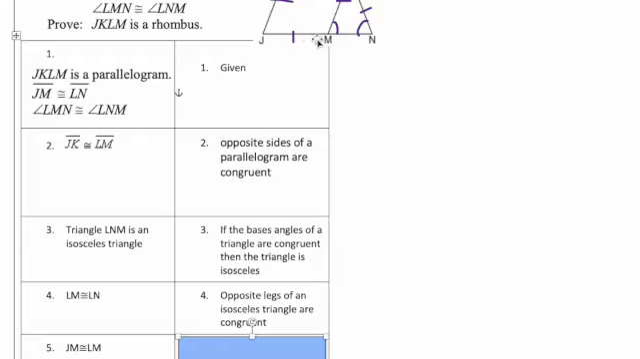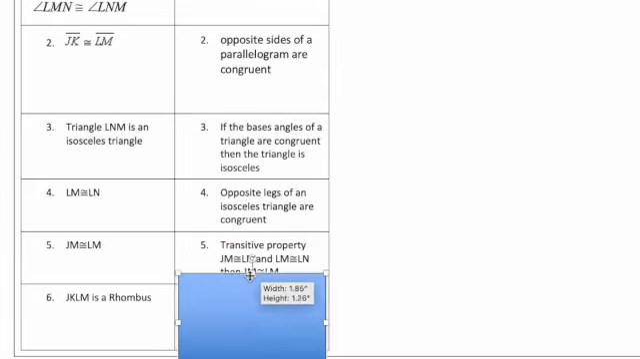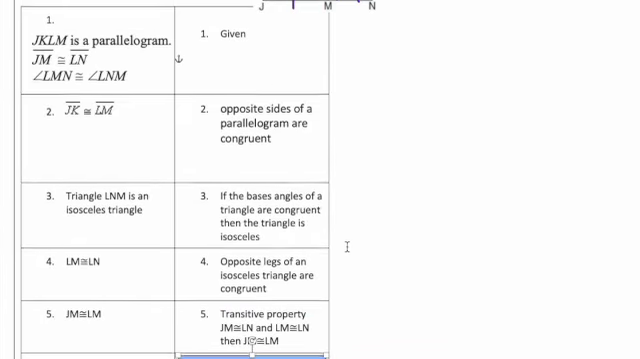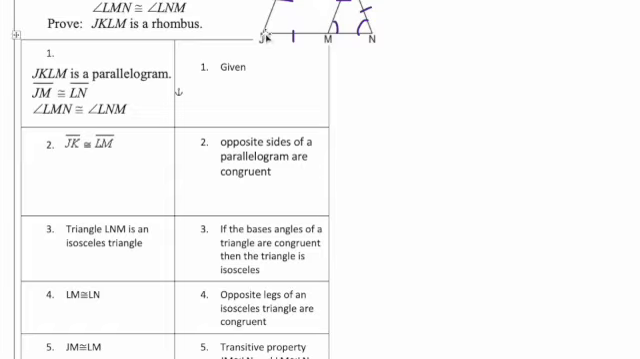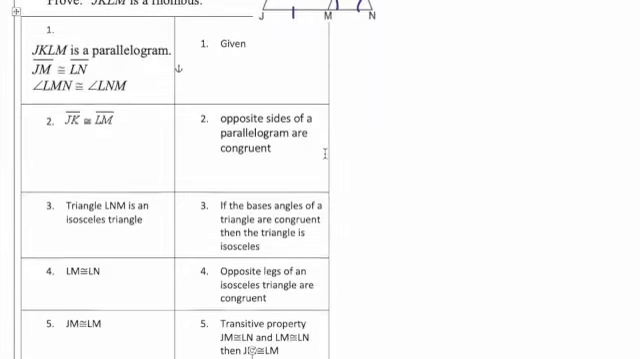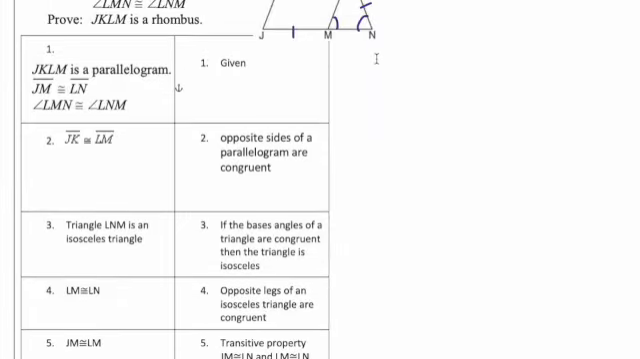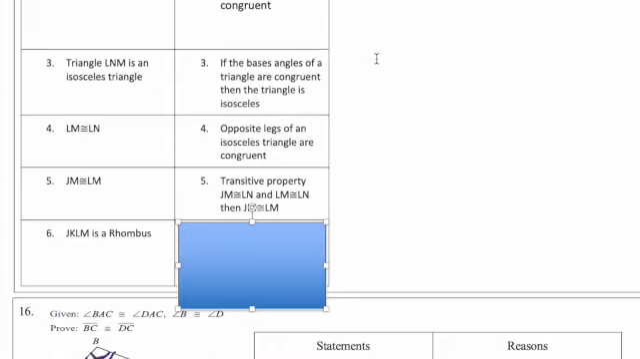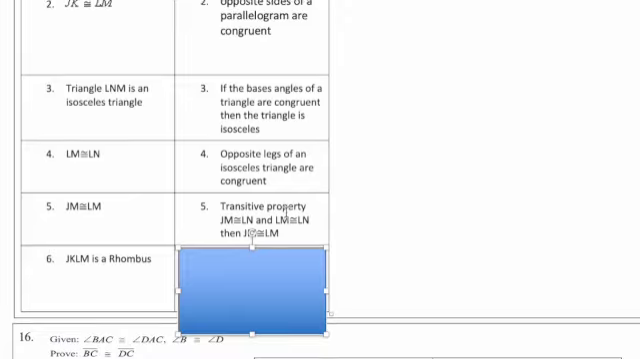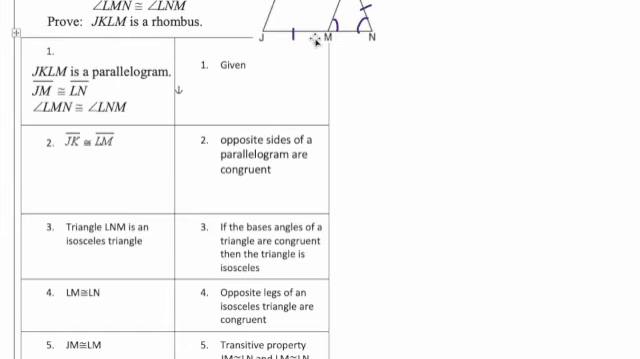Okay, then we have JM is congruent to LM, right? And this, of course, is from transitive property. So what that means is if JM is congruent to LN and LM is congruent to LN, well, then JM is congruent to LM. Okay? So I just want to read that again. So JM is congruent to LN and LM is congruent to LN, then JM is congruent to LM.